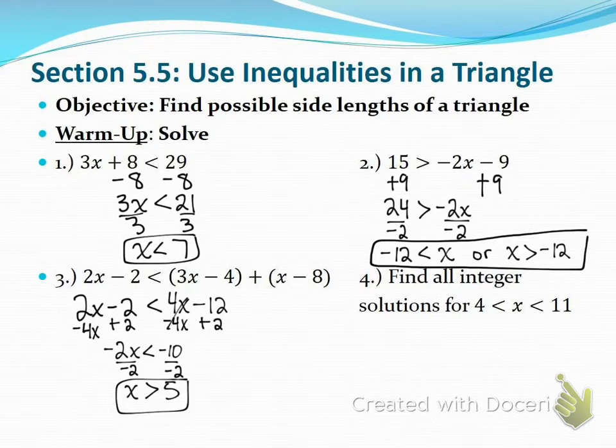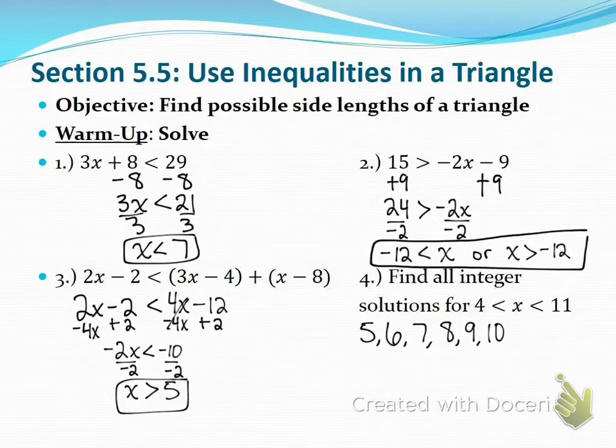Okay, number 4, find all integer solutions for 4 is less than x is less than 11. Anybody think they know one of the solutions? Ari? 5 would be one of them. Anybody else? 6, 7, and would we include 10? Not 11. Would we include 11? Why not? Good. It doesn't have the equal to bar, so we do not include 4 or 11. Just those integers in between them.